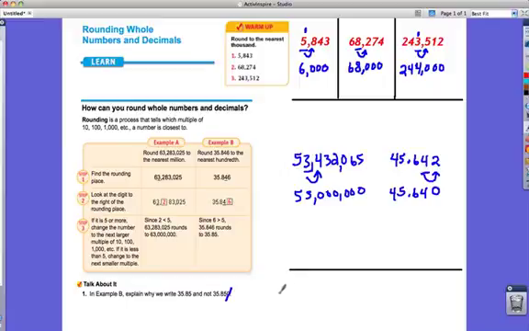We can say the zero in 35 and 850 thousandths has no value.